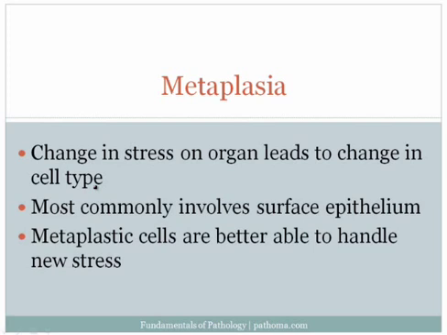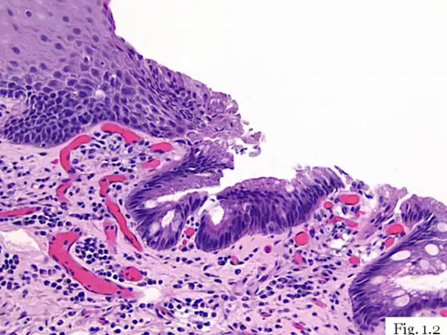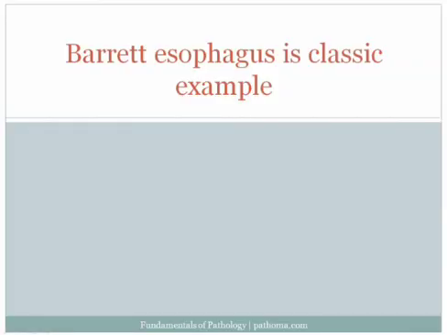Metaplasia, generally speaking, involves surface epithelium. And the idea behind metaplasia is that the metaplastic cells are better able to handle the new stress, so that when there's a change in stress, the metaplasia occurs because the new cells that are going to be present are better able to handle that stress. And let's maybe highlight some of this with a simple example, which is Barrett's esophagus. Now, what is Barrett's esophagus? So let's go back and remind ourselves.